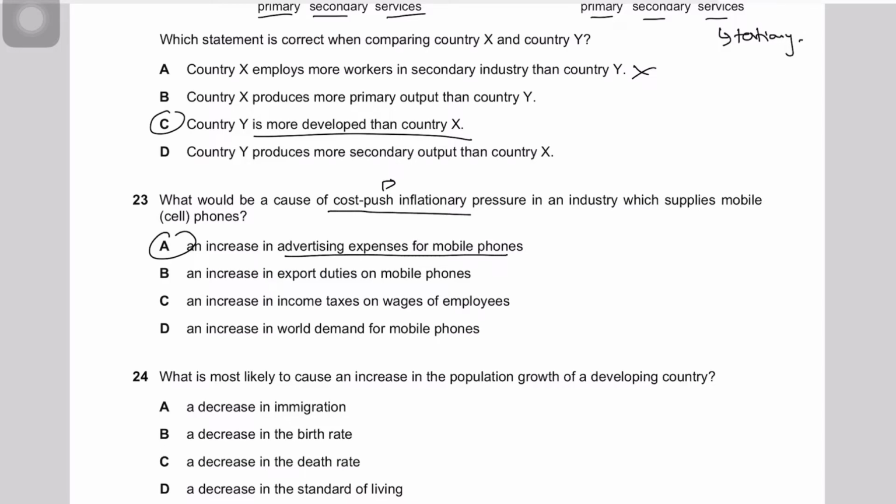An increase in export duties would have an impact on exports and hence have an impact on aggregate demand, nothing to do with cost push inflationary pressures. An increase in income taxes on the wages of employees would again impact aggregate demand, nothing to do with cost push inflationary pressures, because that would have an impact on demand pull inflation. In fact, an increase in world demand for mobile phones will actually result in more demand pull inflationary pressures instead of cost push inflationary pressure. So 23A is the correct answer.